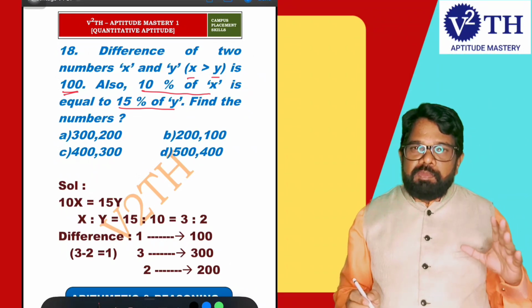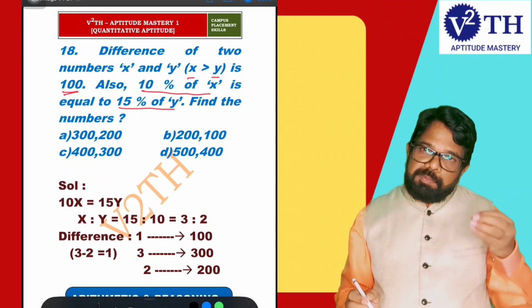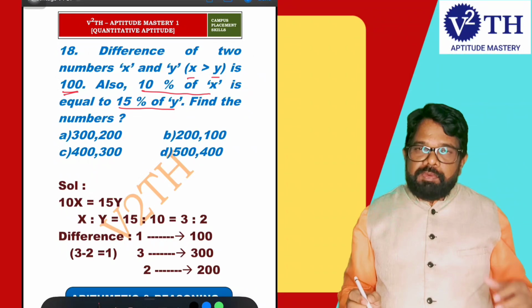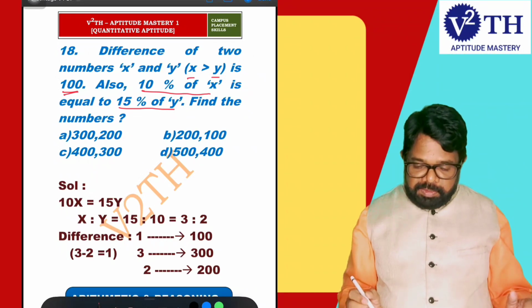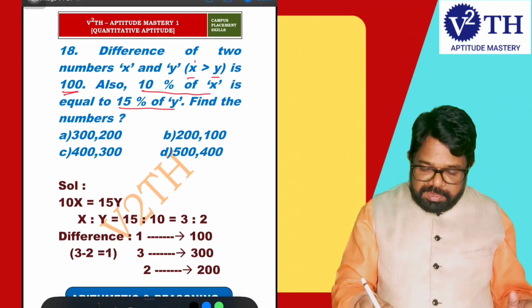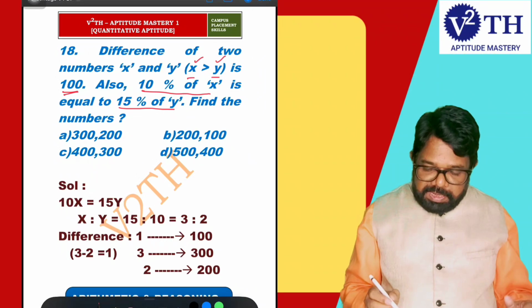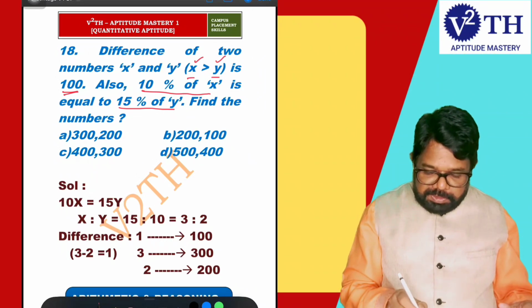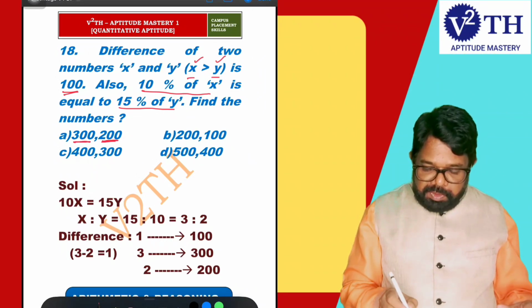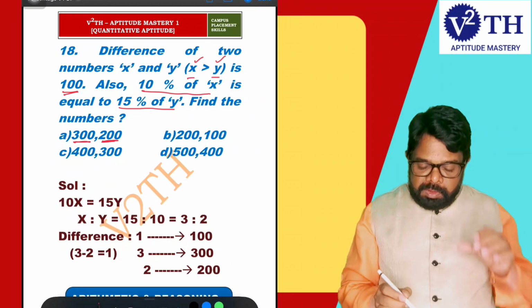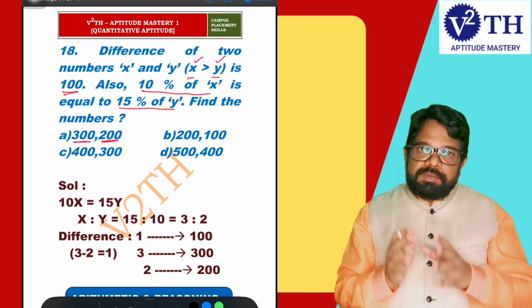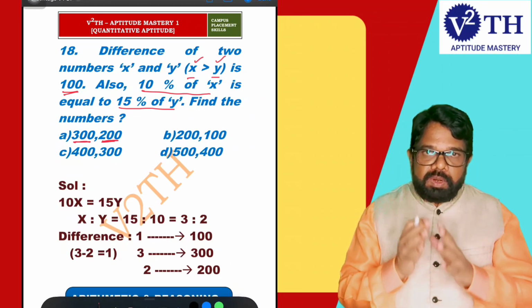This type of example we can do from options and by the general method also. From options we can do it very easily. Here it is given x is greater than y. How much greater? 100. So observe the first choice. The first number is 100 more than the second number. If you take 300 and 200.